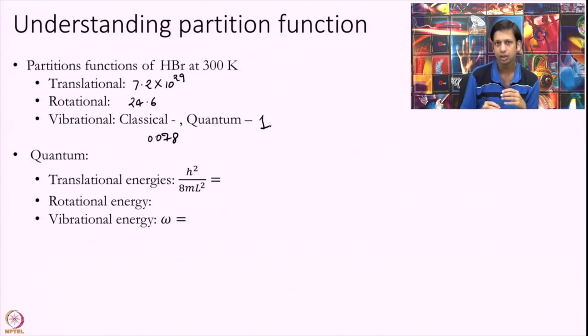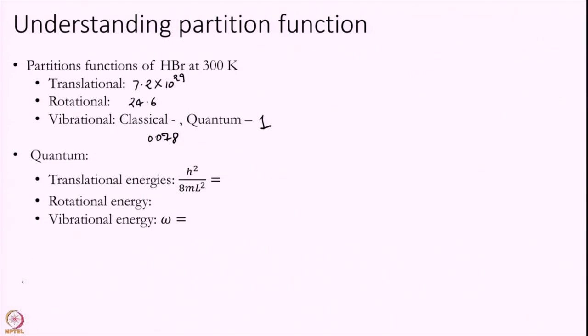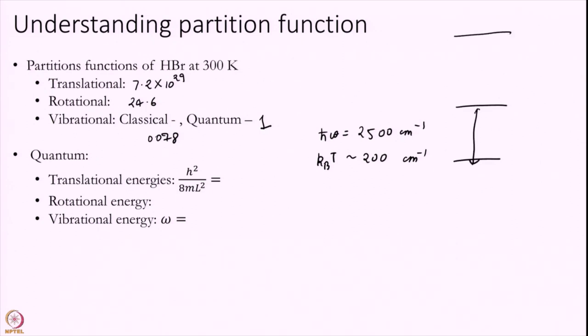What is the reason for that? The vibrational frequency is roughly 2500 wave numbers, and room temperature is roughly 200 wave numbers. You can do this calculation at 300 Kelvin, what is it in wave numbers? It is 200. So you see the frequency is much more. The vibrational levels are very far apart, separated by 2500 wave numbers, while the temperature here is 200 wave numbers. So you do not have enough energy to access excited states at all, and therefore, quantum mechanically you get a quantum partition function of 1. That is how we understand partition functions.